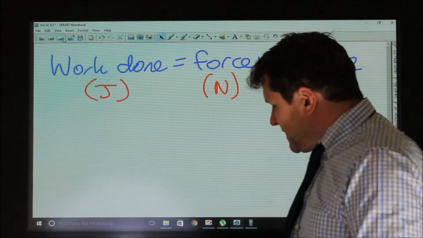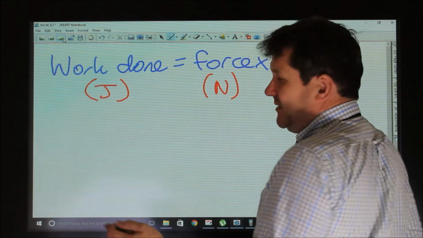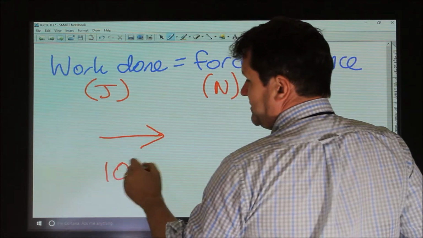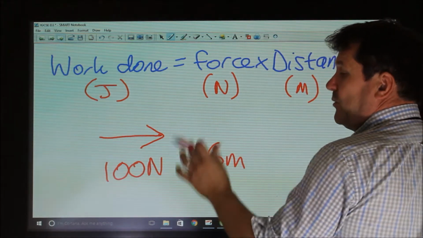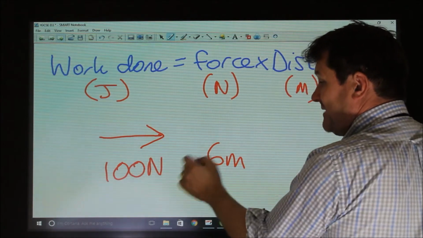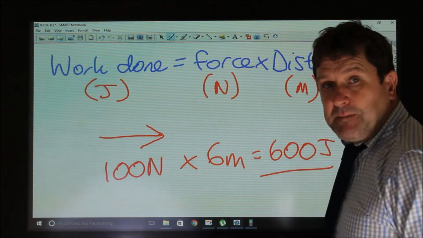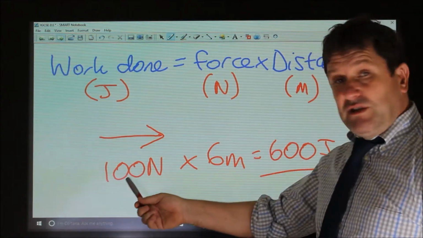So if you pushed a suitcase, for example, with a force of say 100 newtons, and you did this for say 6 meters, then the work that you have done on the suitcase would be 100 times 6, which would be 600 joules of energy. That's how much work you would have done on the suitcase in pushing it with 100 newtons for 6 meters.